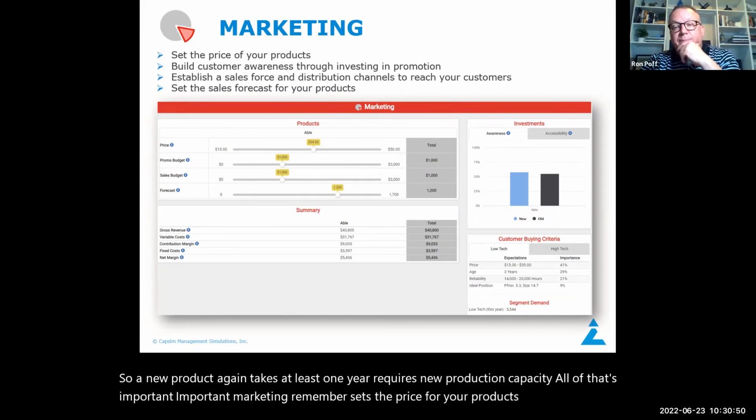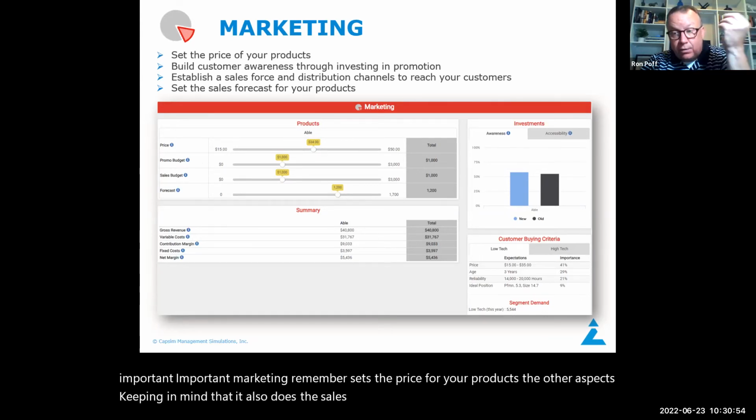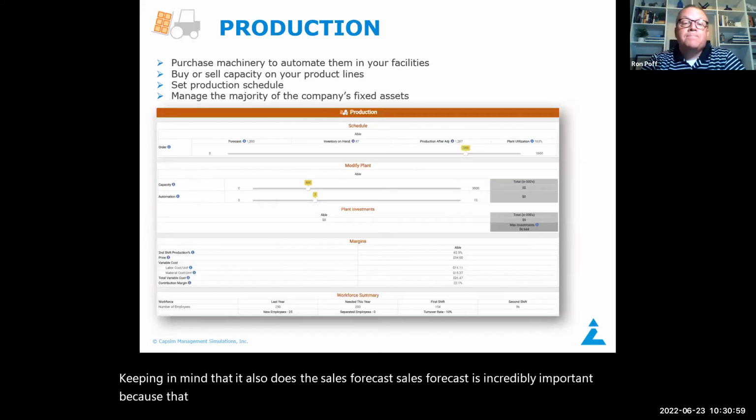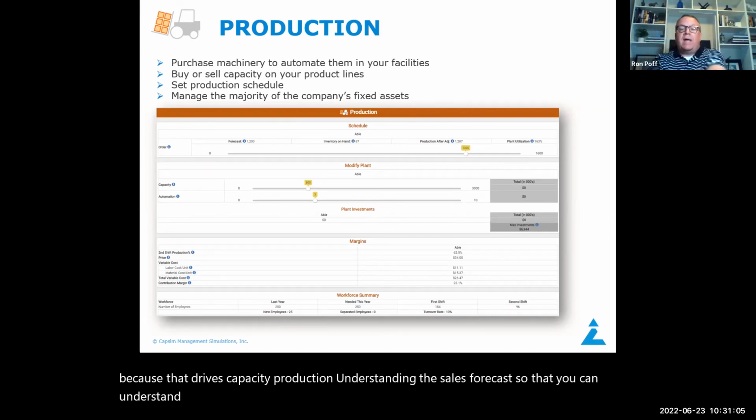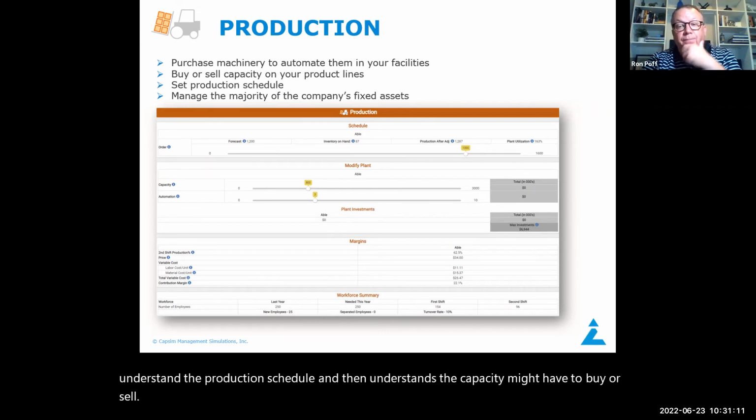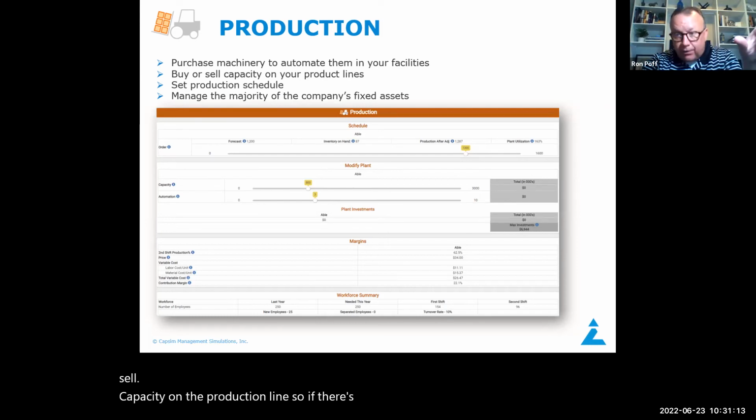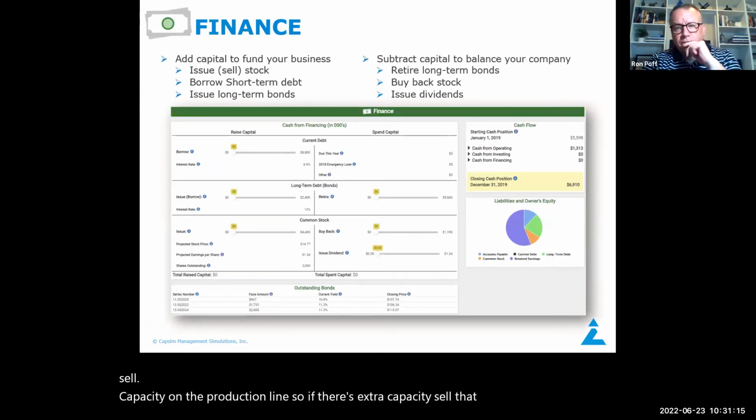The other aspects, keeping in mind that it also does the sales forecast. Sales forecast is incredibly important because that drives capacity. Production, understanding the sales forecast so that you can understand the production schedule, and then understands the capacity. Might have to buy or sell capacity on the production line. So if there's extra capacity, sell that capacity, all right?